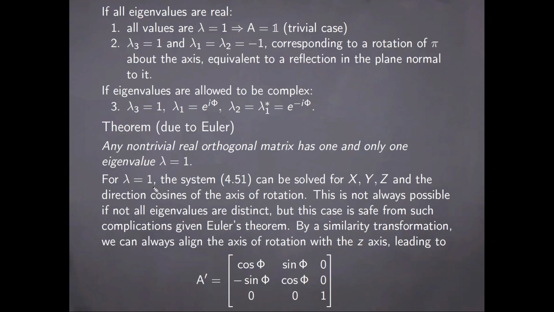For an eigenvalue equal to 1, the system 451 can be solved for the components x, y, z and the direction cosines of the axis of rotation. This is not always possible if not all eigenvalues are distinct, but this case is safe from such complications given Euler's theorem. By a similarity transformation, we can always align the axis of rotation with the z-axis, leading to a matrix of rotation of the form here.